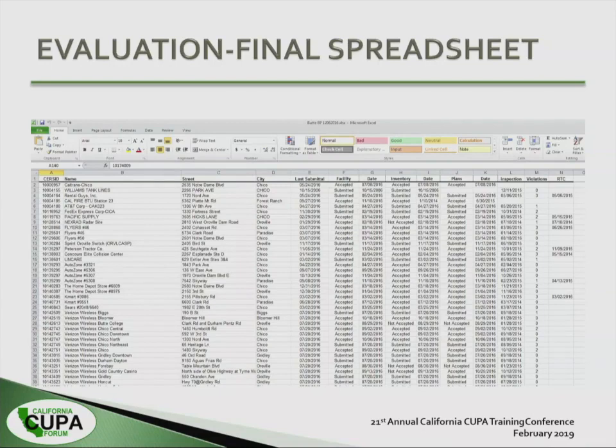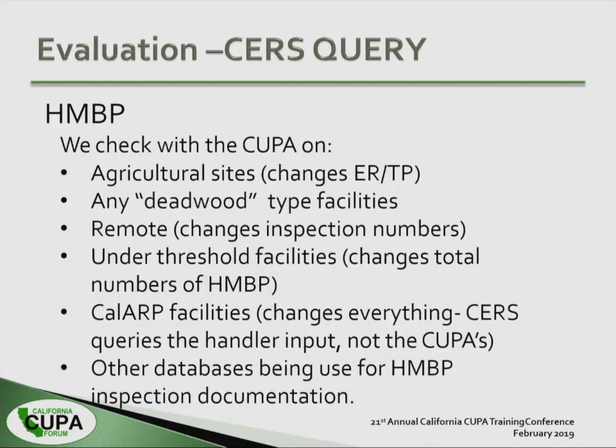Then we can start querying it, because now we have Excel, we can start running some numbers. What we do is we look at your last date. We always give you 13 months for the year. And then we check with the CUPA. This is where we send it. We look at it. I'll pull what looks like remote sites. If they all say remote, I'll pull those, because that's not going to be part of the inspections. But they still have to make sure they have their inventory.